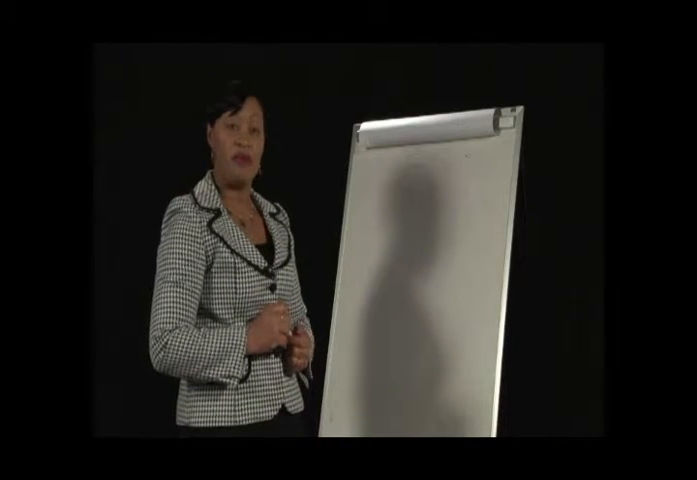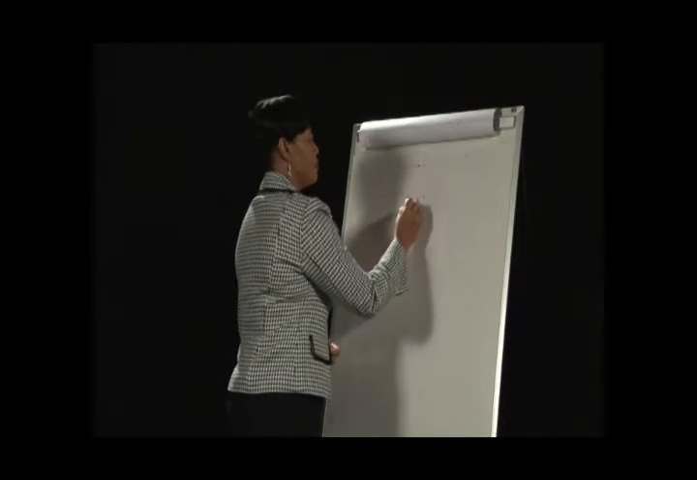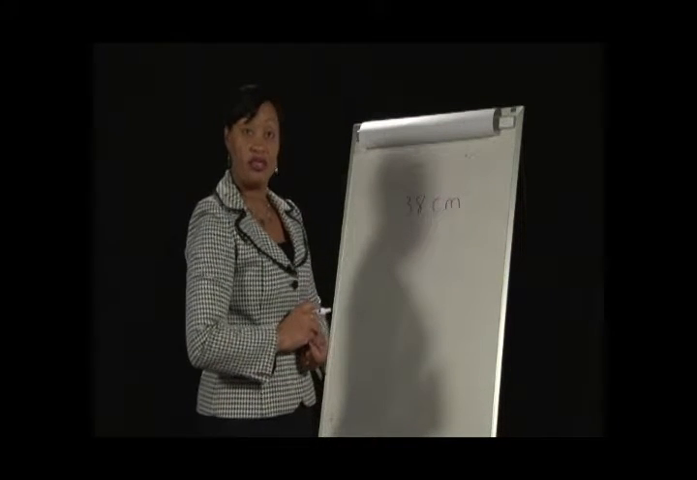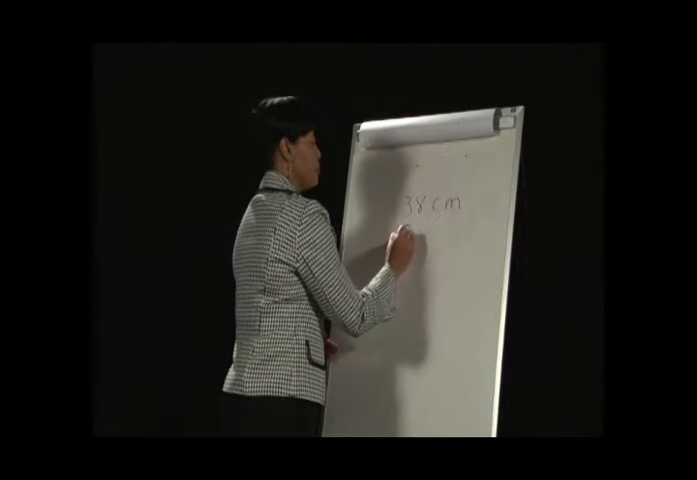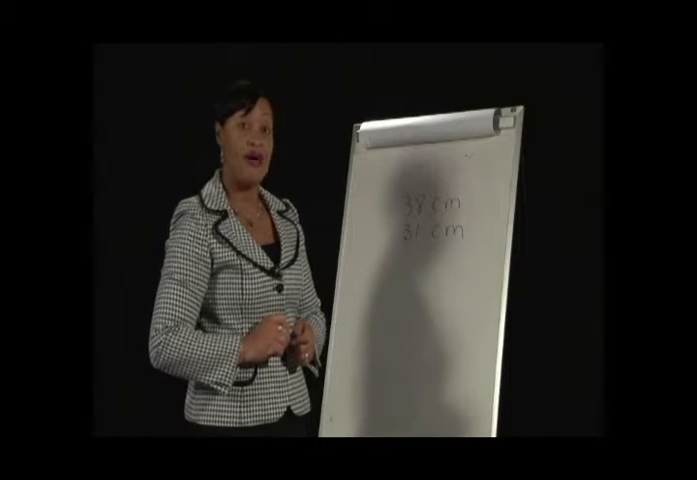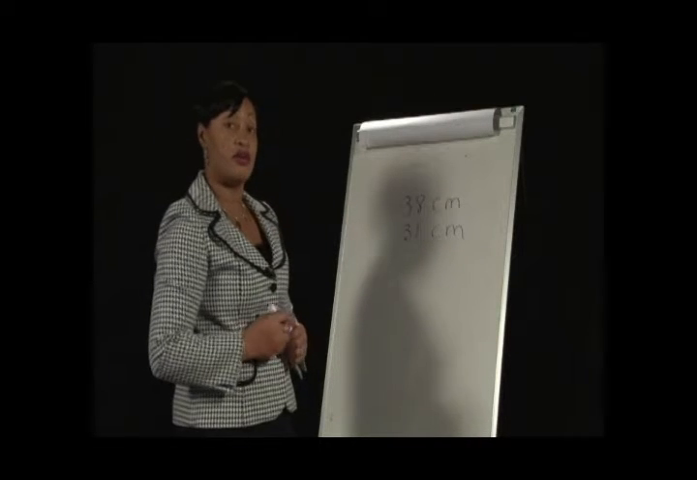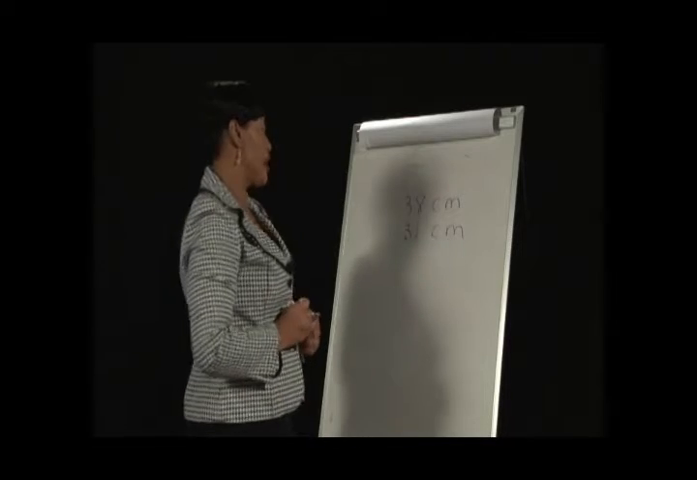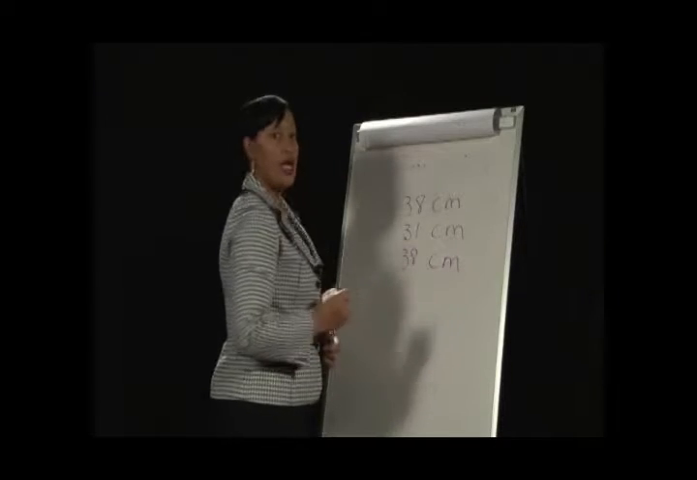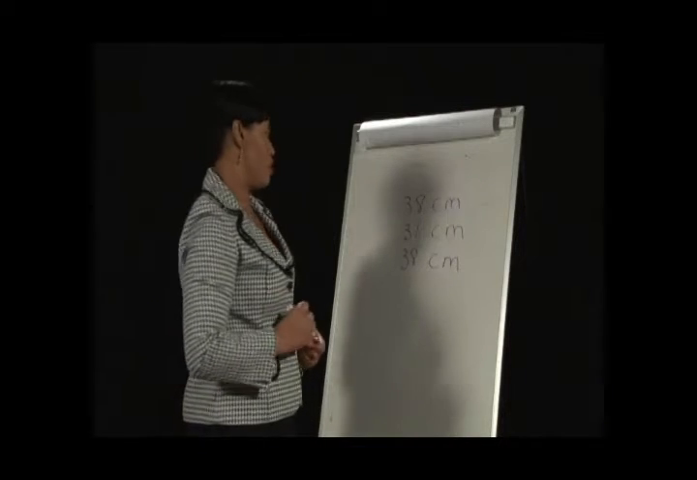Can anyone remind me of the measurement for the long side? Yes, it is 38 centimeters. And the short side measures 31 centimeters. Now, how many long sides do we have? We have 2 long sides. So I'm going to write another 38 centimeters for the other long side. And we also have another short side, so we're going to write 31 centimeters for the other short side.